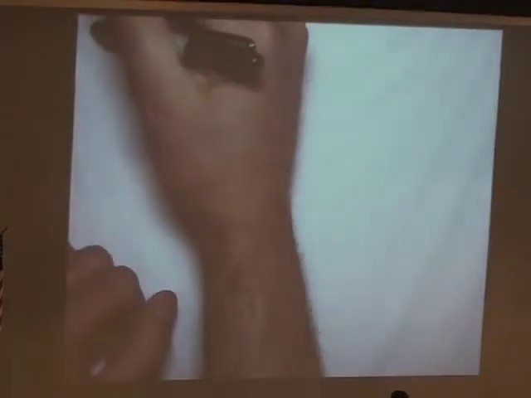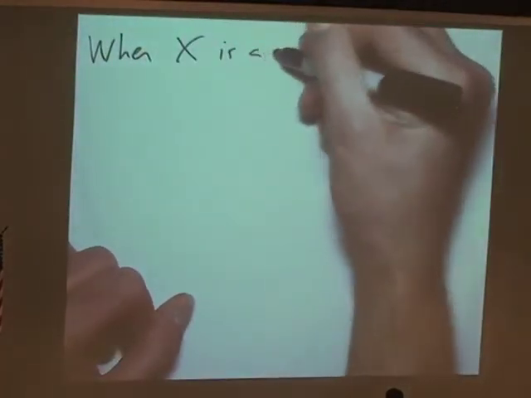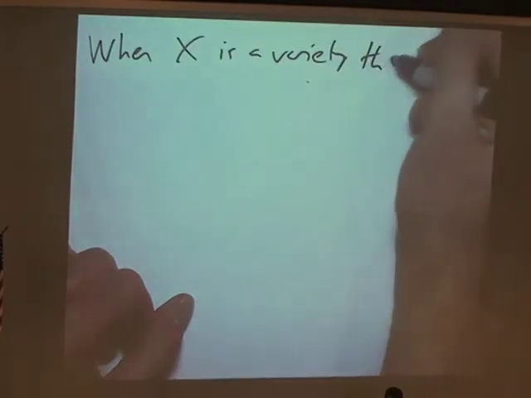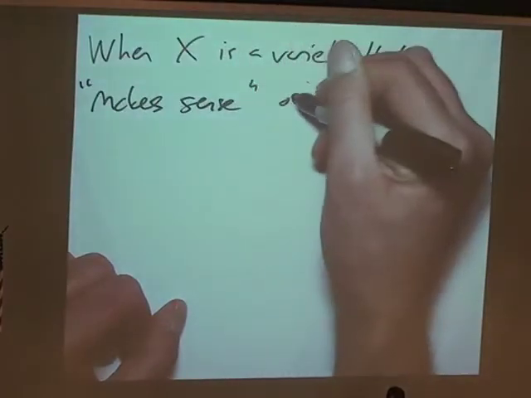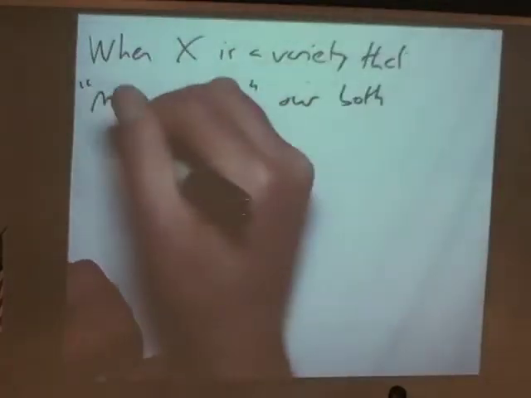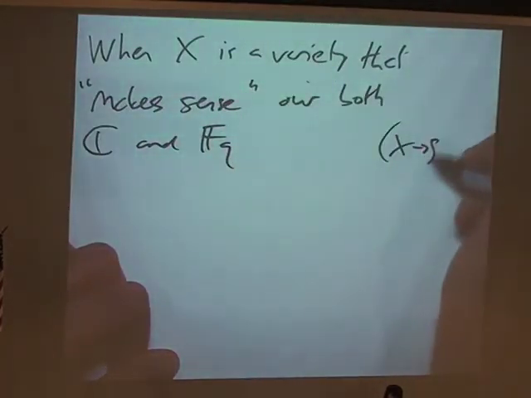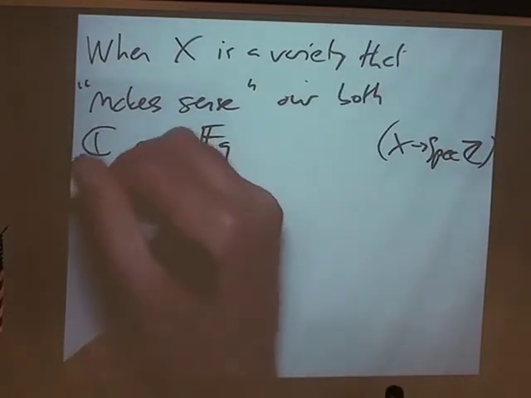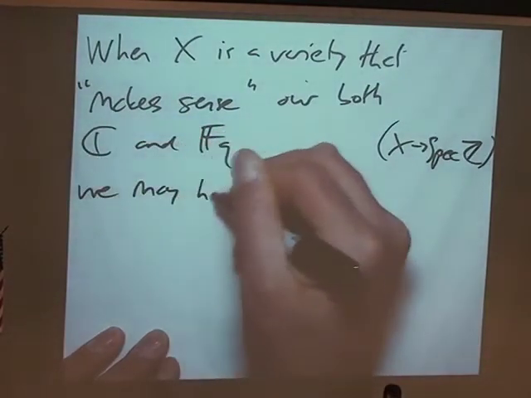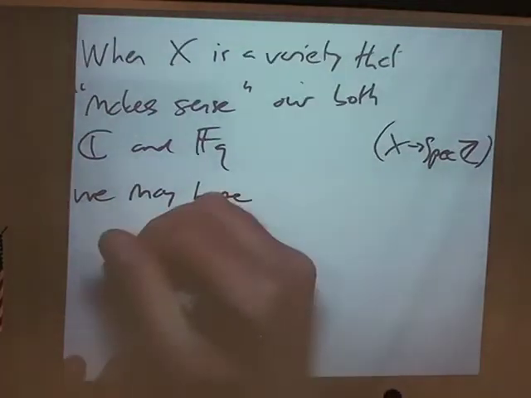So when X is a variety that, so to speak, makes sense over both the complex numbers and the finite field, maybe I'll say for the Spec fans, I'm thinking of a variety over Spec Z or something like this, subject to suitable conditions, we may hope that these two cohomology theories have something in common.